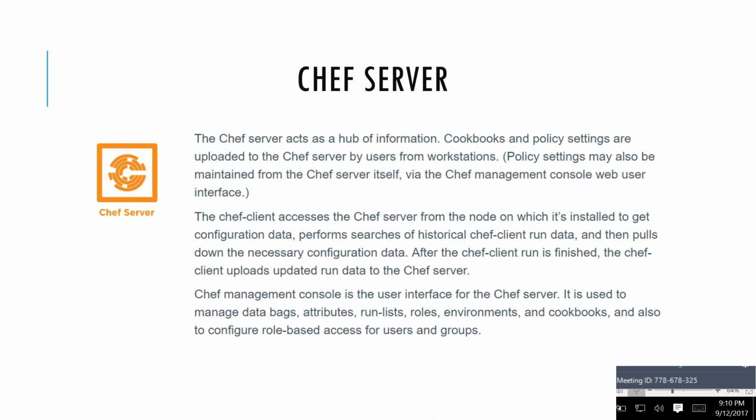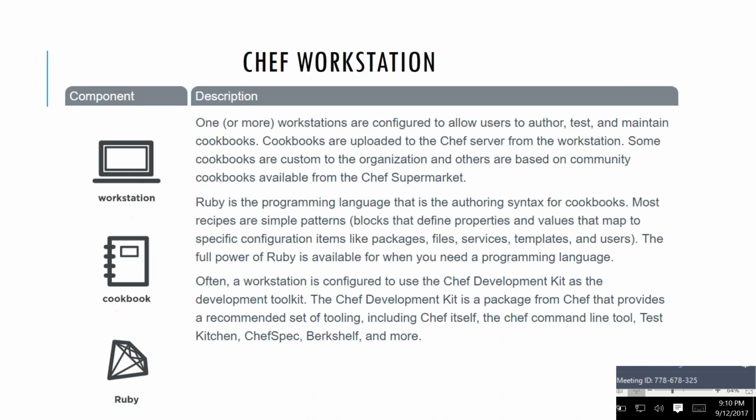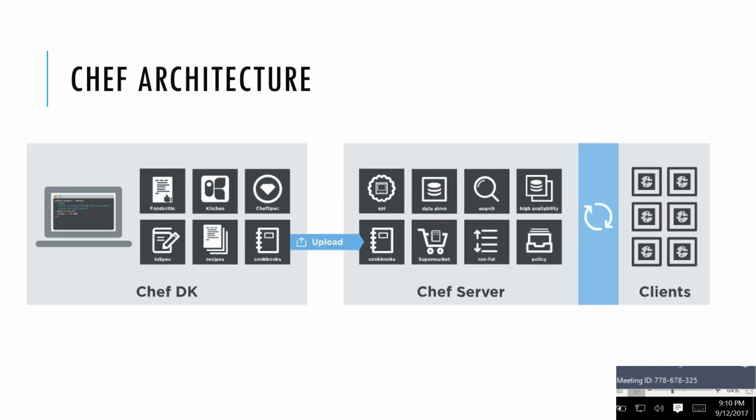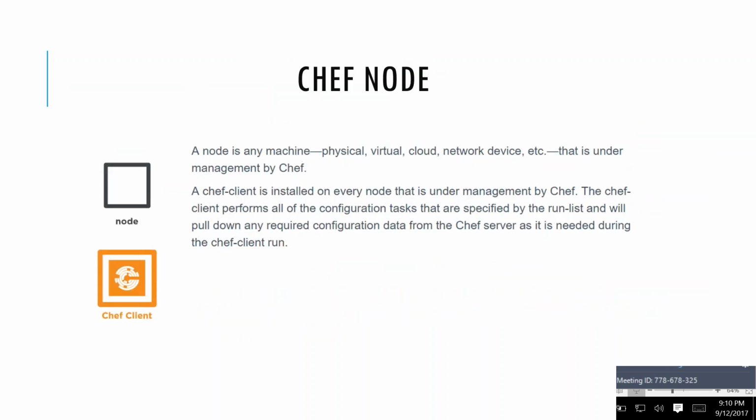So this is the Chef server. Chef server acts as a hub of information. All the cookbooks and all the data about the Chef nodes will be saved inside this Chef server. So that is more about the architecture level of Chef, and we will see each and every component in more detail in coming classes.